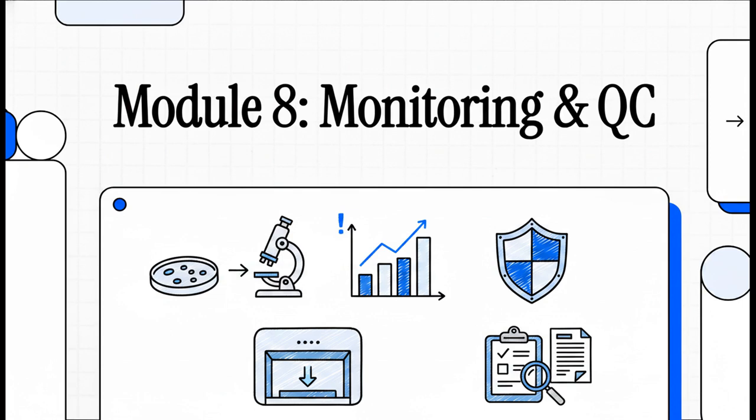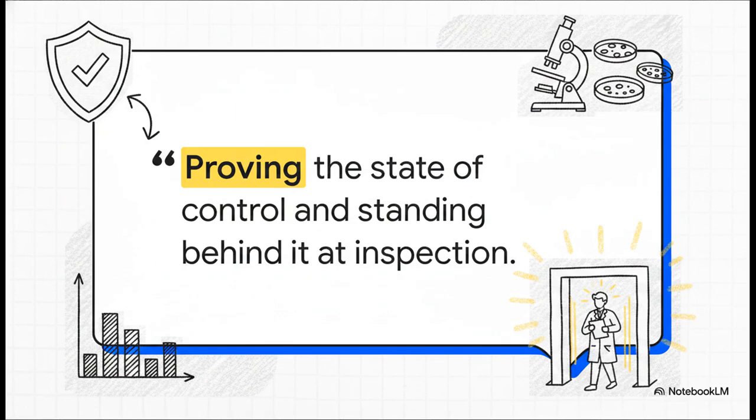Let's get started. Okay, let's dive into this by establishing our ultimate goal here, proving the state of control and standing behind it at inspection. This is the big mental shift you have to make. It's about moving from just collecting endless amounts of daily contamination control data to having absolute, bulletproof confidence when an inspector walks through your doors.